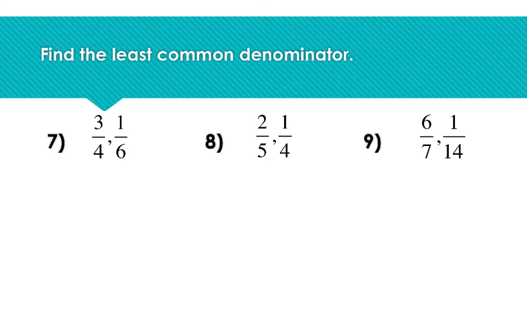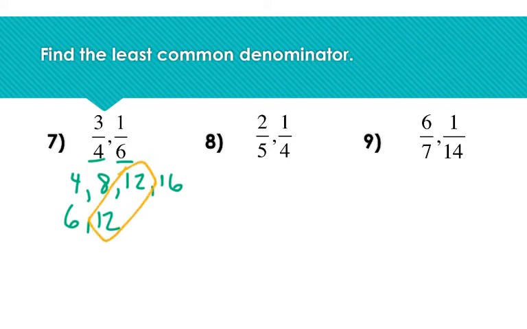Now the denominator is the bottom number in a fraction, so 4 and 6 would be our first 2 denominators. The least means the smallest number possible that we can find that they have in common. So to find a least common denominator, we just start by counting by 4s, since that's our first denominator. So 4, 8, 12, 16, we'll stop there. And then we count by 6s, so 6, 12, and there we go. We already found the smallest number they have in common. It's 12. So this is our least common denominator.